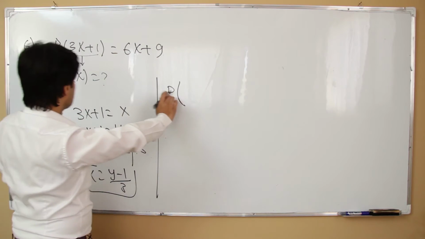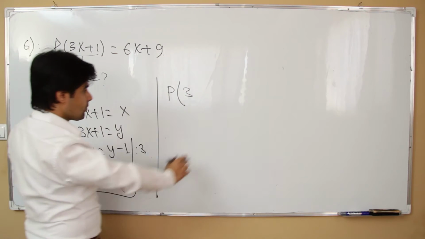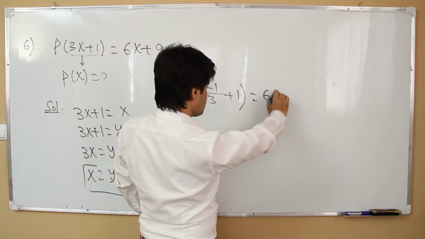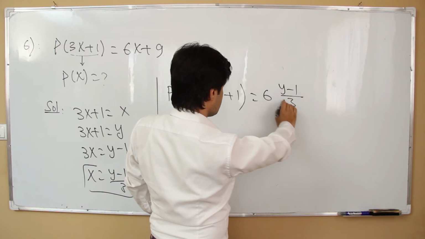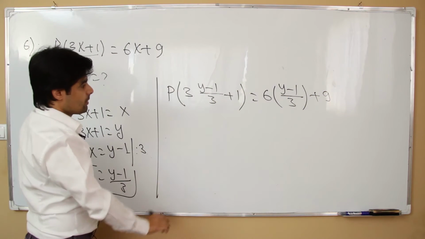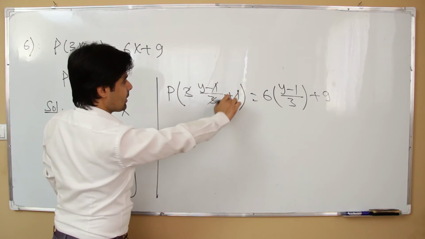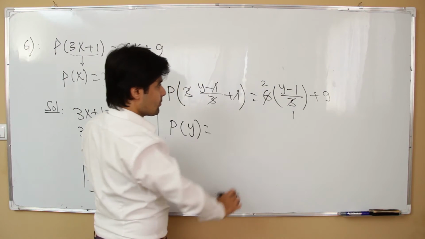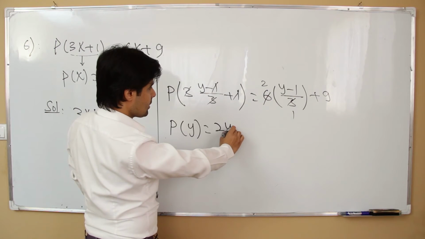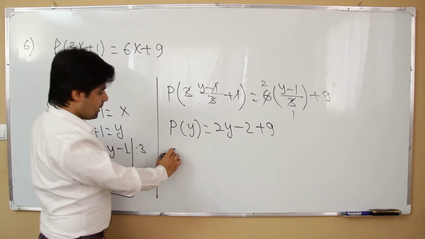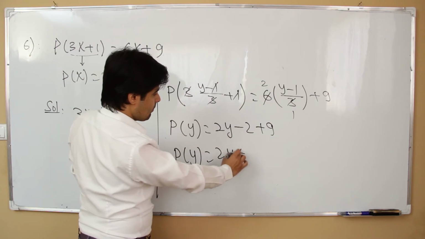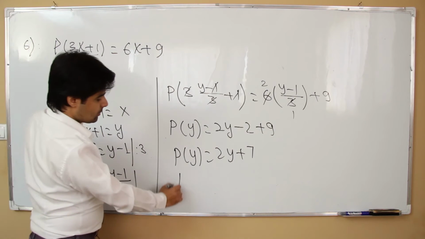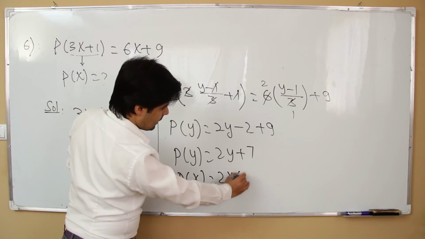So P(3 instead of x, (y minus 1) divided by 3) plus 1 is equal to 6 times, instead of x, (y minus 1) divided by 3, plus 9. Am I right? Yes. 3 with this 3, it's cancelled. Minus 1 with this plus 1. So you will find P(y). 3 with 6, you have 2. 2 times this bracket, 2y minus 2 plus 9. Then P(y) is given 2y plus 9 minus 2, it is 7. Now this is not y, it is x. So P(x) is given 2x plus 7.